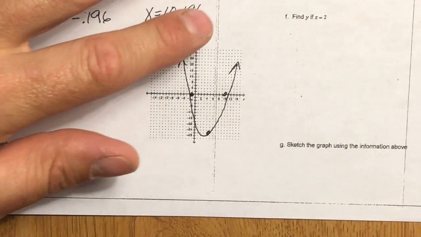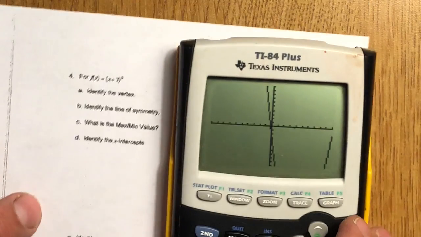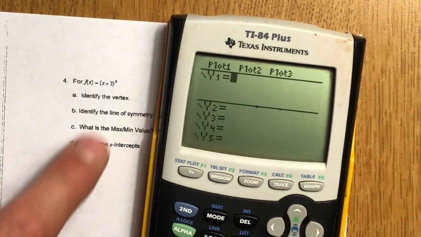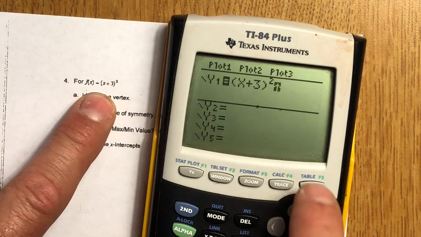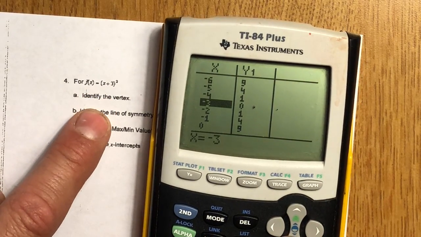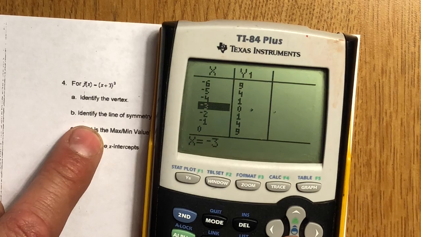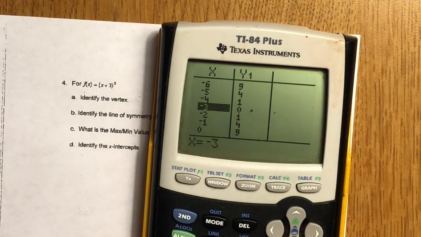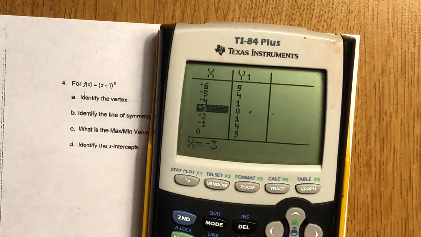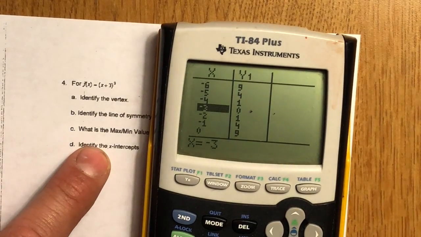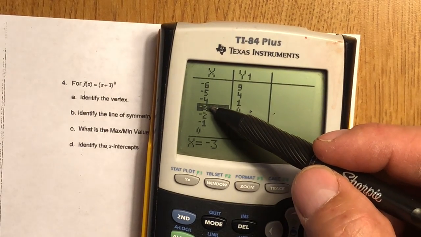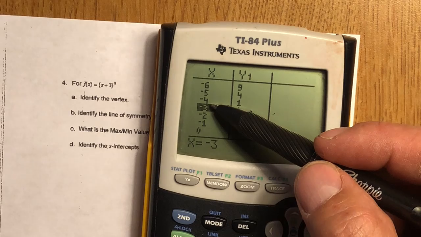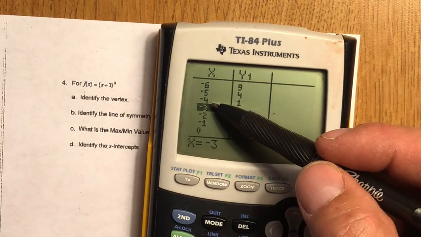Okay, and then for the last one, number 4, we're not going to do this one. However, what I'll do is help you guys check your answers. All right, you guys can check your own answers just like this. Parenthesis x plus 3. And then we're going to square that. Okay, so look at, all right, there's my vertex, negative 3, 0. All right, the axis of symmetry is x equals negative 3.